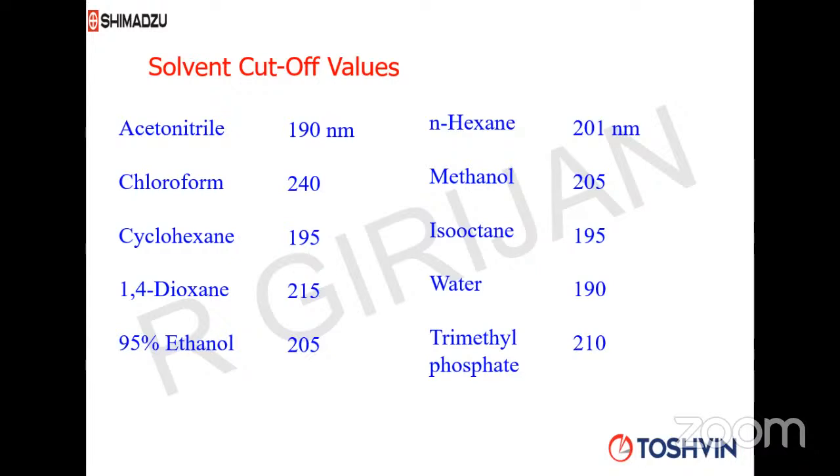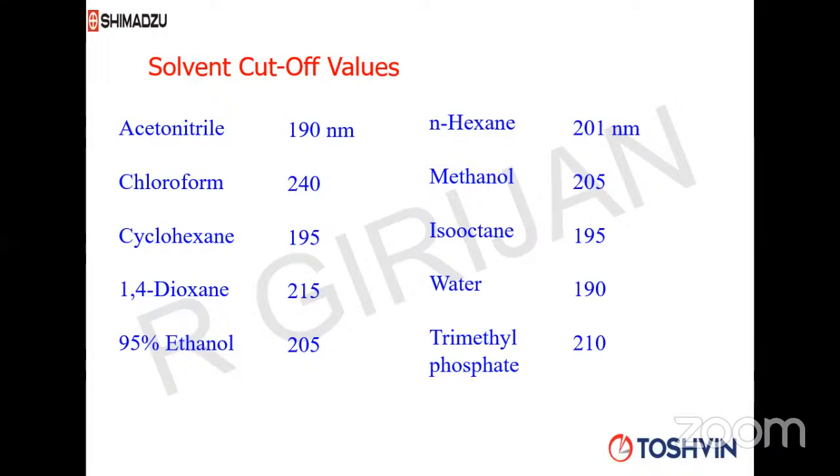If it is more than 0.8, that means the concentration of the sample is more. You have to dilute it slightly more. And if the absorption is less than 0.3, that means you made it too dilute. You have to add a little more sample. So this is the concept.